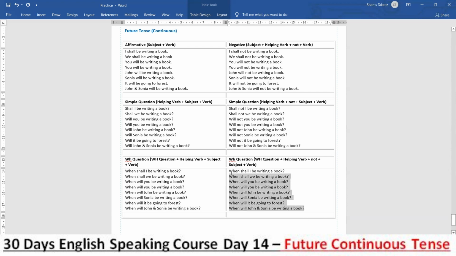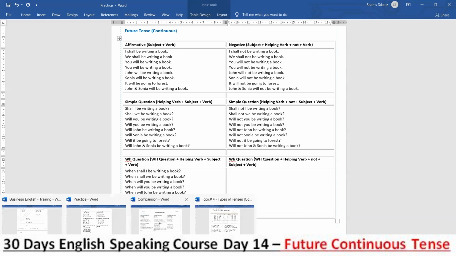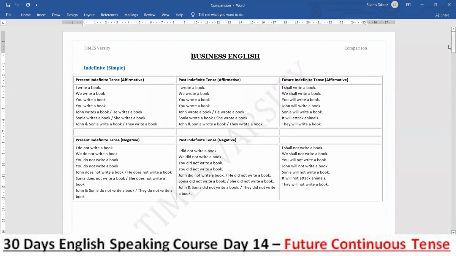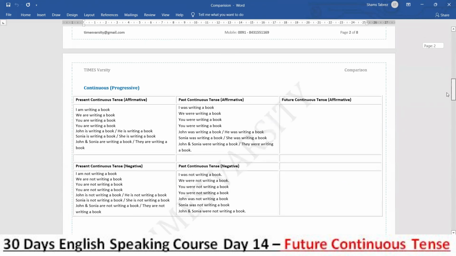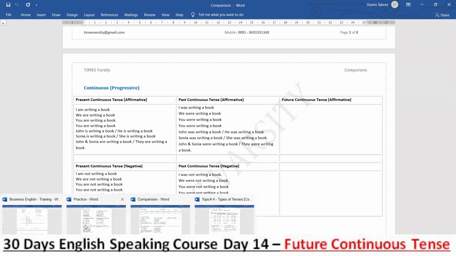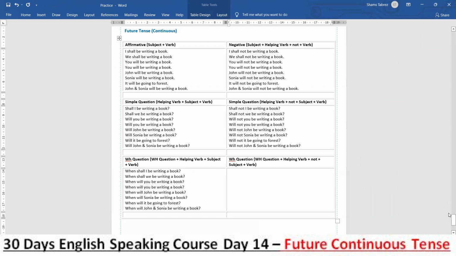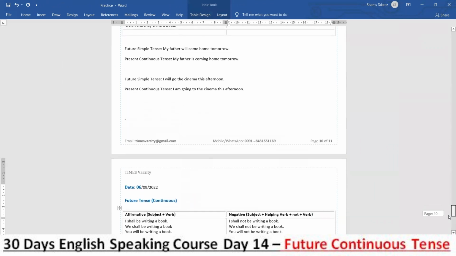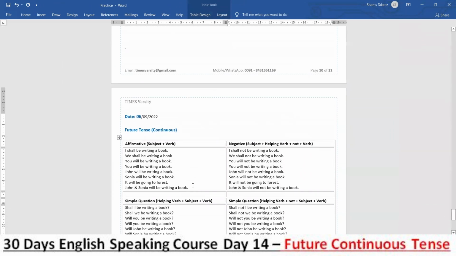Okay. Now let's do some comparison. Here is our comparison Word file. So we will be comparing present continuous with past continuous and now future continuous. So let's take affirmative sentences. Here is an affirmative sentence.